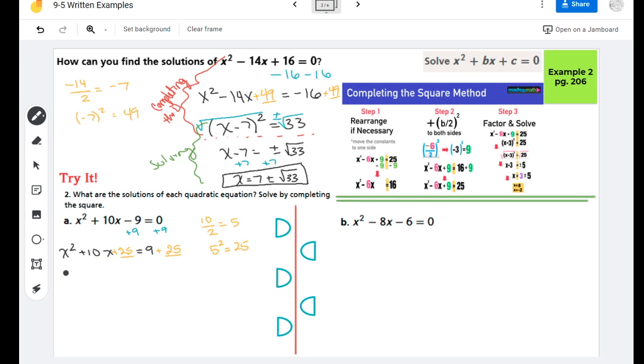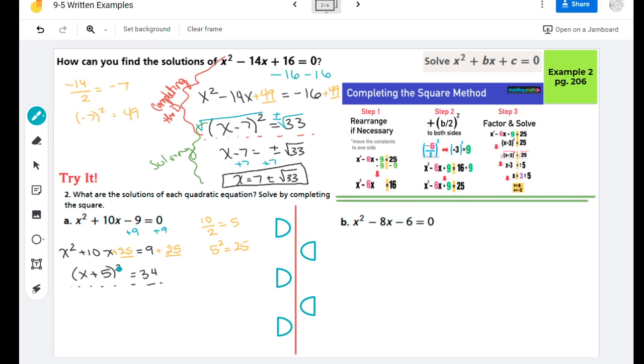Now this left-hand side can easily be factored, right? That's going to turn into x plus 5, because you use this expression here, squared. And then on the right-hand side, 9 plus 25 is 34. So we have, up to here, completed the square. Now we're going to go ahead and solve.